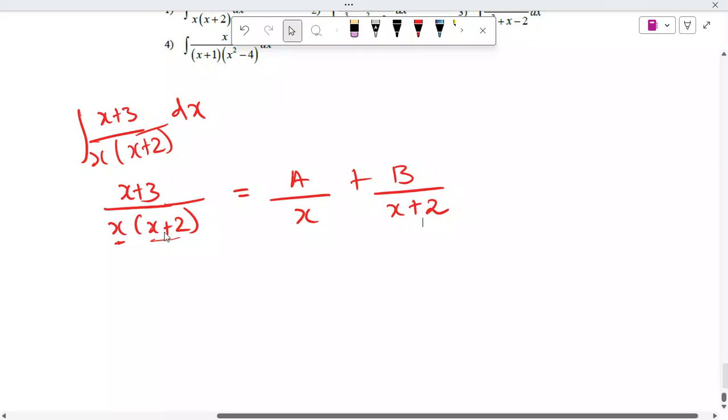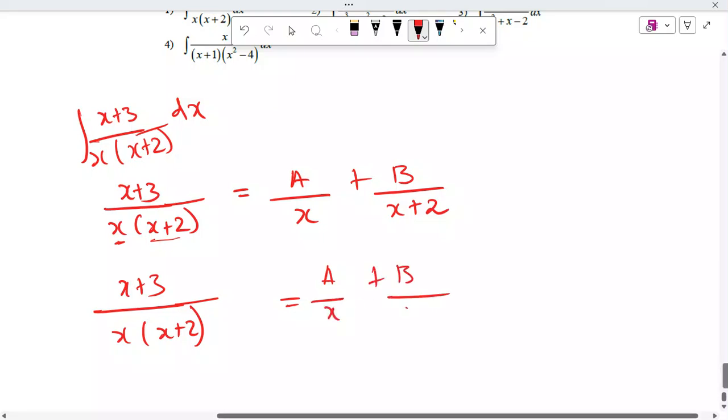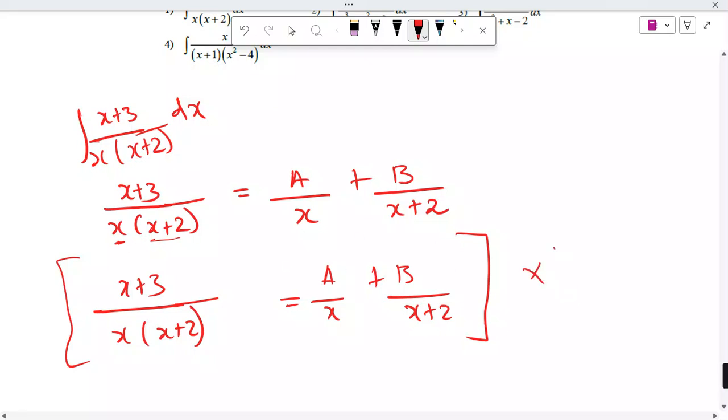So here we will multiply both sides. When I say both sides, I mean this part of the equation and this part of the equation. We multiply both sides, right and left, by x(x + 2). So I will write, we have (x + 3) over x(x + 2) equal to A over x plus B over x plus 2. I'm multiplying everything by the denominator here, which is x(x + 2).